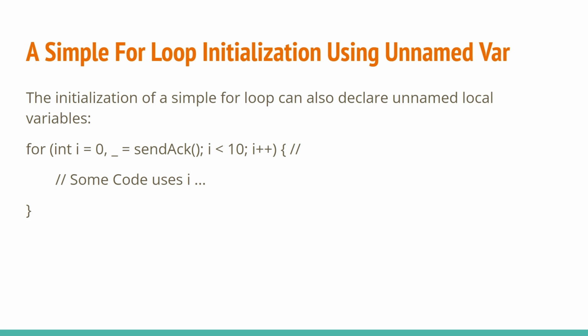If you look at this code, we have integer i, and we are going to use this integer variable i inside the for loop body. And you can see after the comma we have a named variable, and there is an assignment statement, and we are calling one method, send acknowledgement. This method is going to get called only once, and we are not going to use the result of that method further. So in that case, we can use an unnamed variable here also, because we are not going to refer to or use the result of this method.